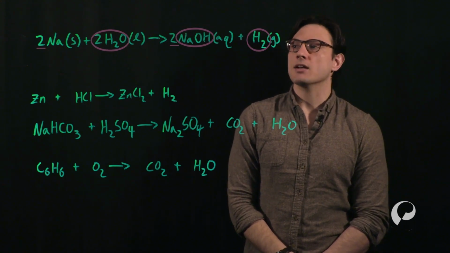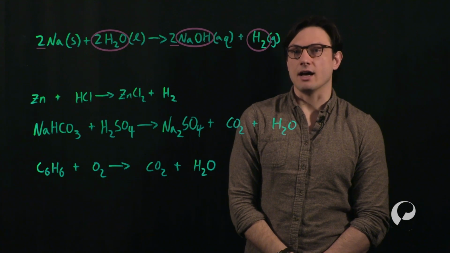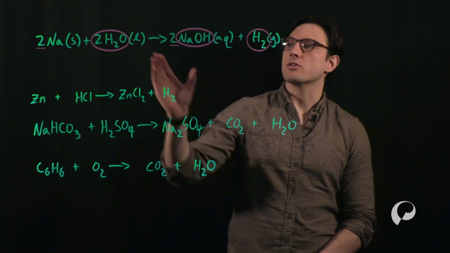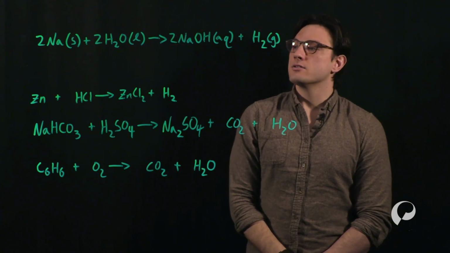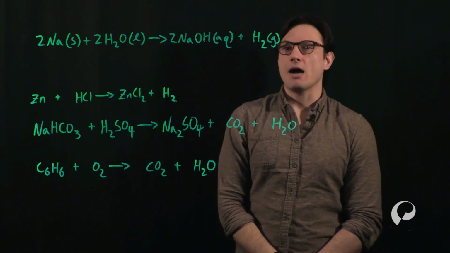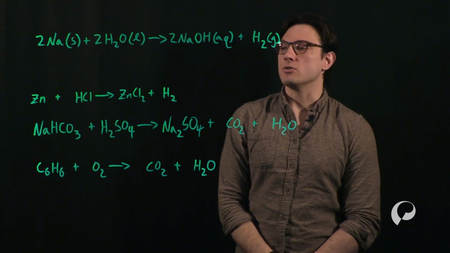So an important aspect of chemical equations that you will be tested on is balancing them, making sure what is on the left equals what is on the right. So let's go through some examples about how we do this, how we balance a chemical equation.